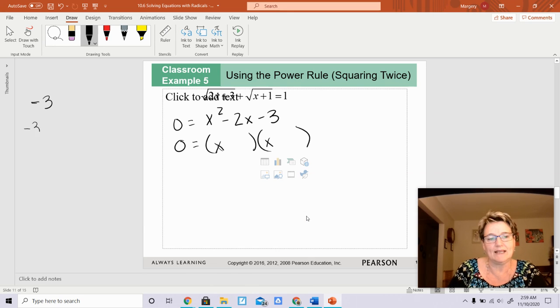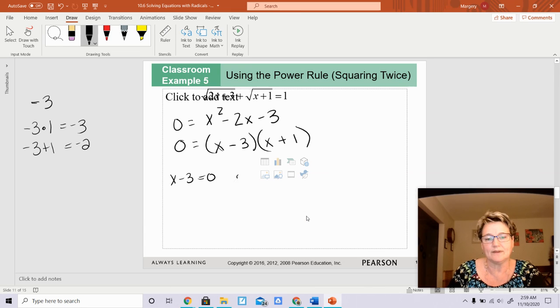So I know that negative 3 times 1 is negative 3. I know that negative 3 plus 1 is negative 2. So this is going to be a negative 3. This is going to be a positive 1. You just set them both equal to 0. This was a really horrible problem. And you get x equals 3 or x equals negative 1.